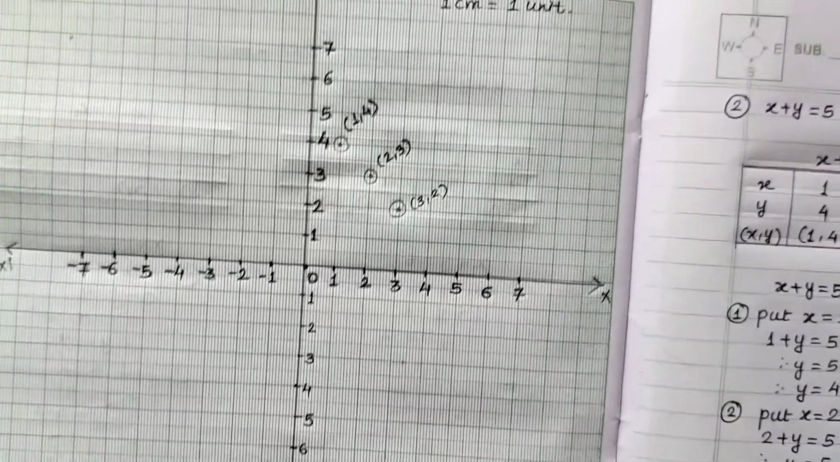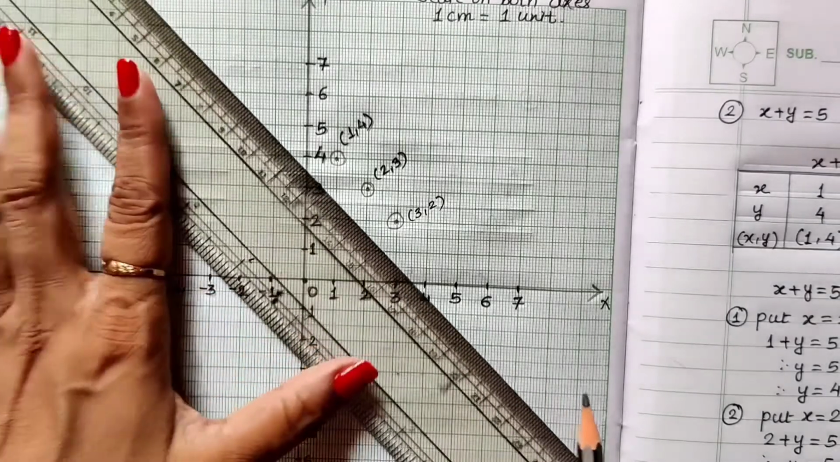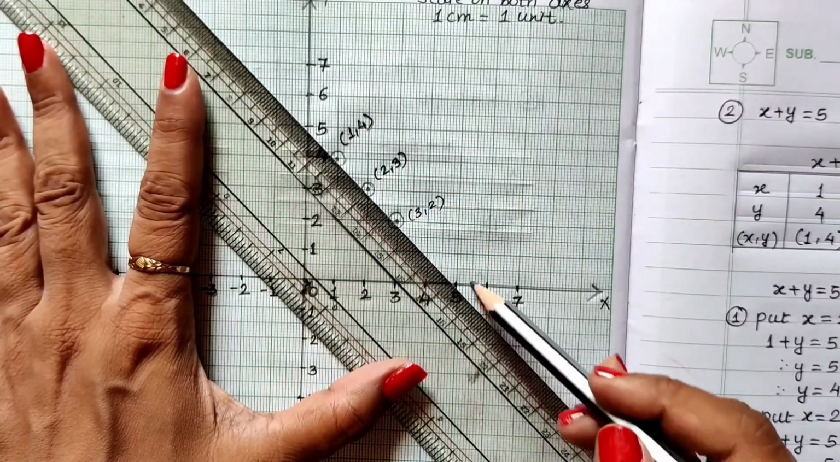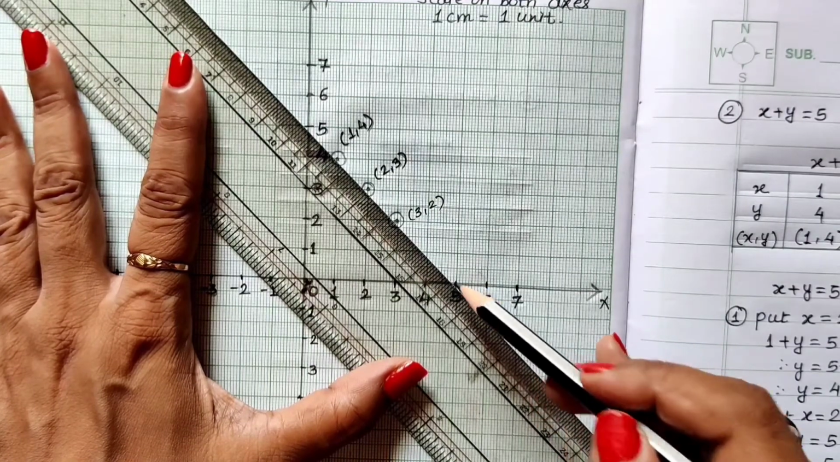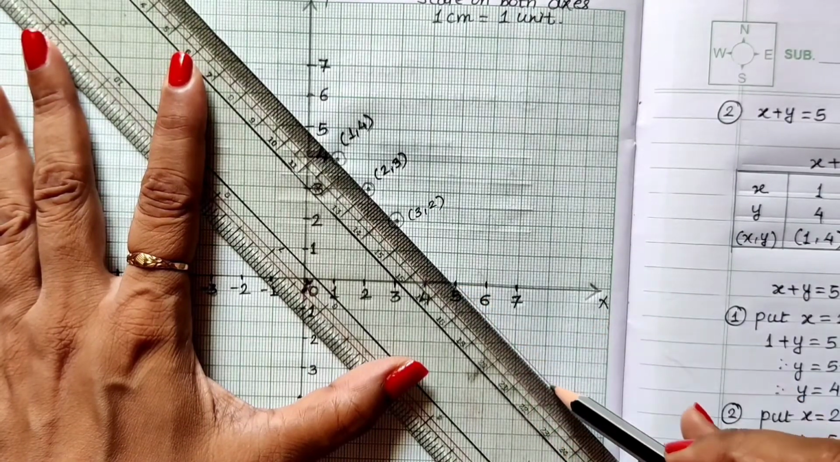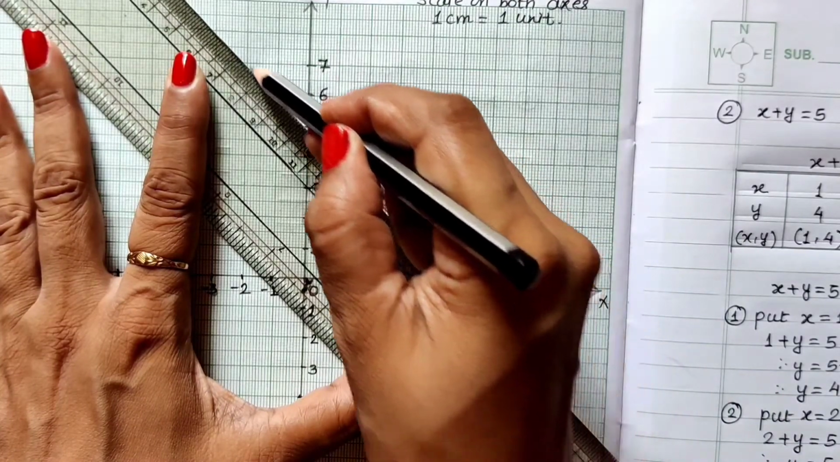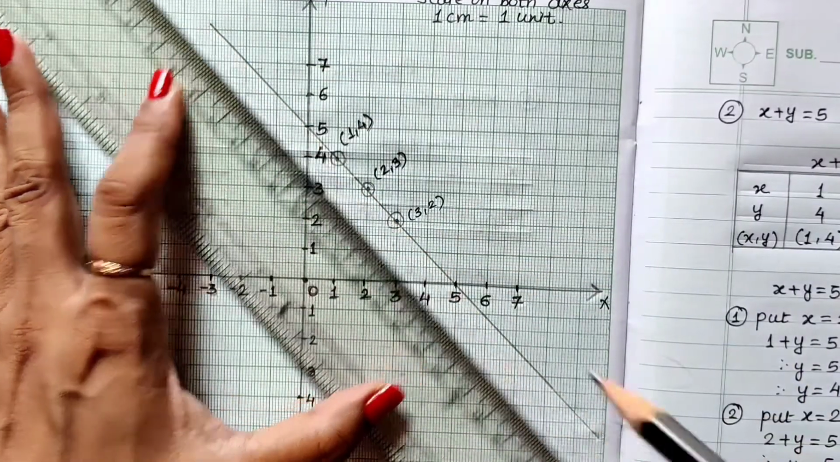Now we will be drawing a line passing through these 3 points, and the line should pass through the x-axis also and the y-axis also. So draw the line very carefully. It should go through the x-axis, it should go through these 3 points, and it should go through the y-axis also, in this way.